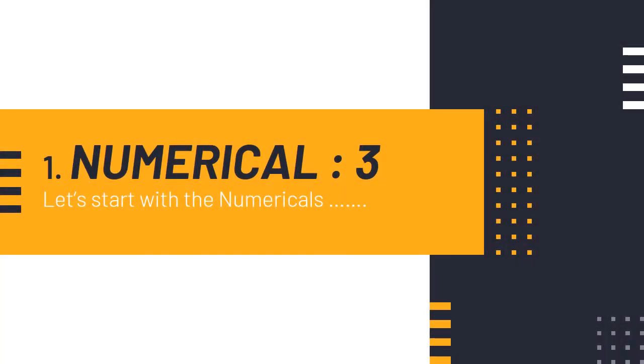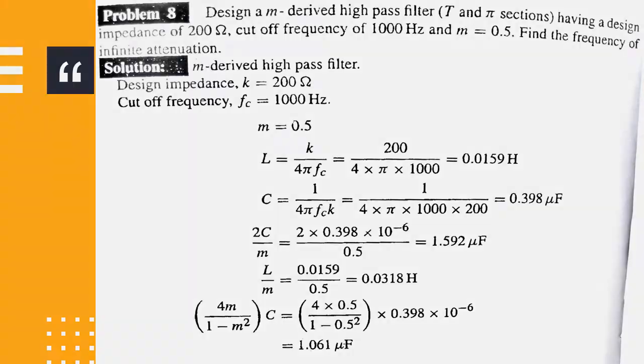Go for the next numerical. So just remember the given parameters. The K is given, the FC is given, the m is given. Now find out the inductor. L equals K divided by 4 pi FC.